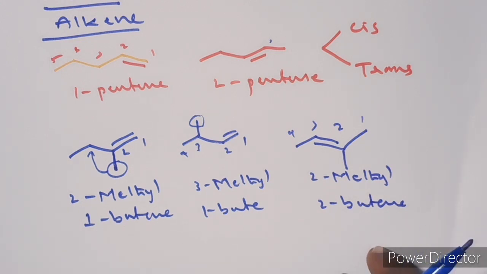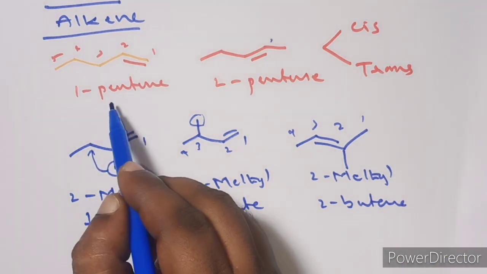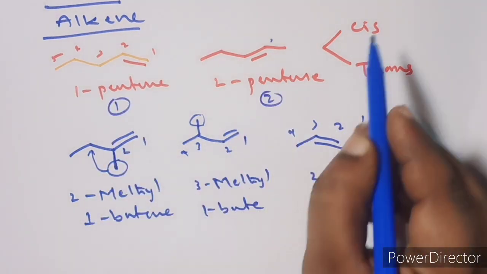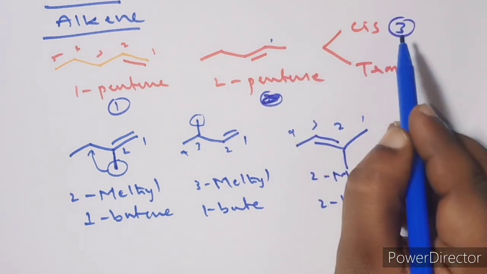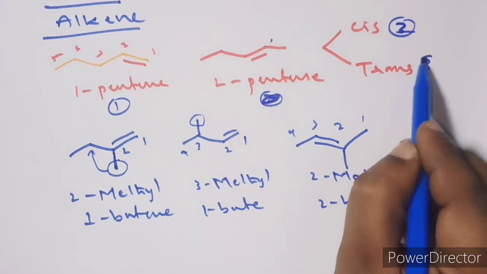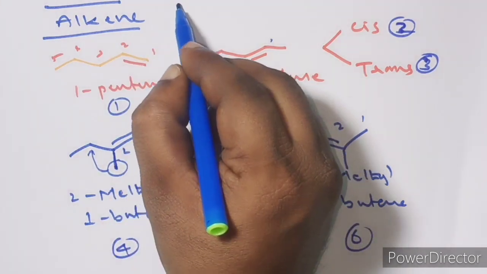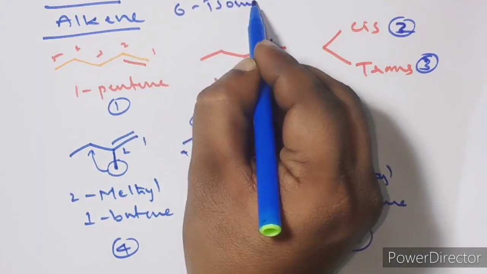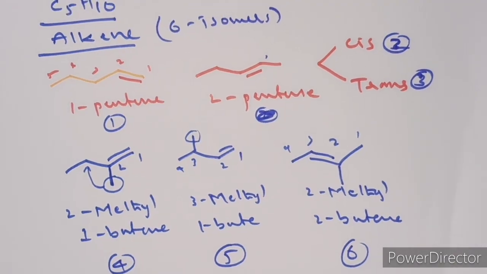Now tell me, total how many alkenes are there? Total number of alkenes: here 1, this is 2. Not 2 here; cis and trans both are there. So cis is one isomer, 2, and trans is another isomer, 3, and this is 4, 5, 6. So the number of possible alkenes with the C5H10 molecular formula is 6 isomers. Clear? So these are the 6 alkene isomers.